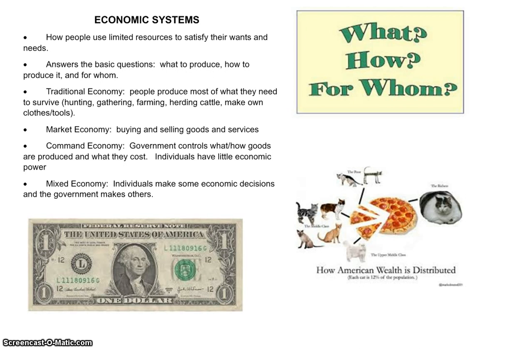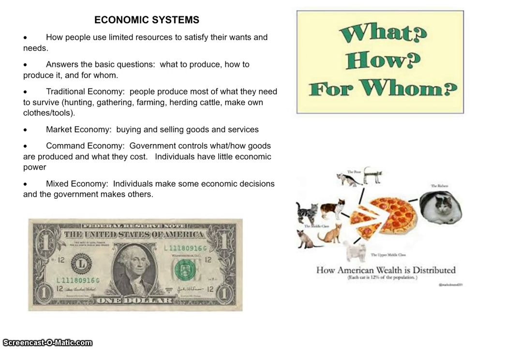And you have a market economy, which is kind of the other end. That's the buying and selling of goods and services. Then you have a command economy, which is more consistent with a socialist or communist type of government. Government controls what and how goods are produced and what they cost. Individuals have little economic power in a command economy. What's available is what's available, and it costs what it costs.